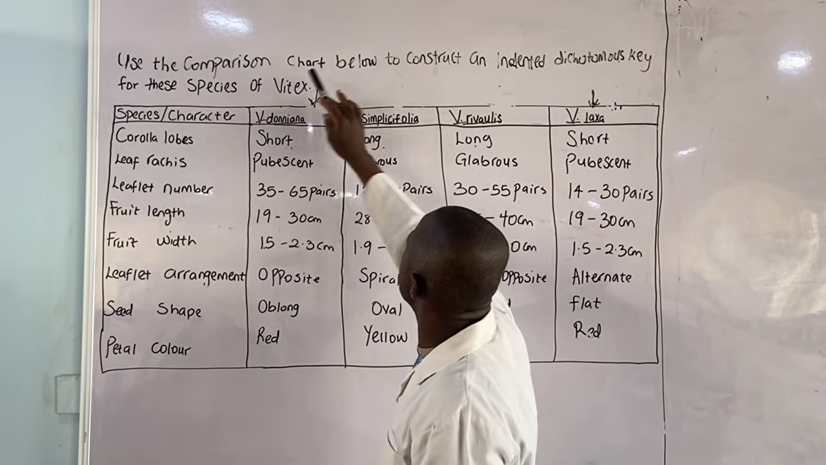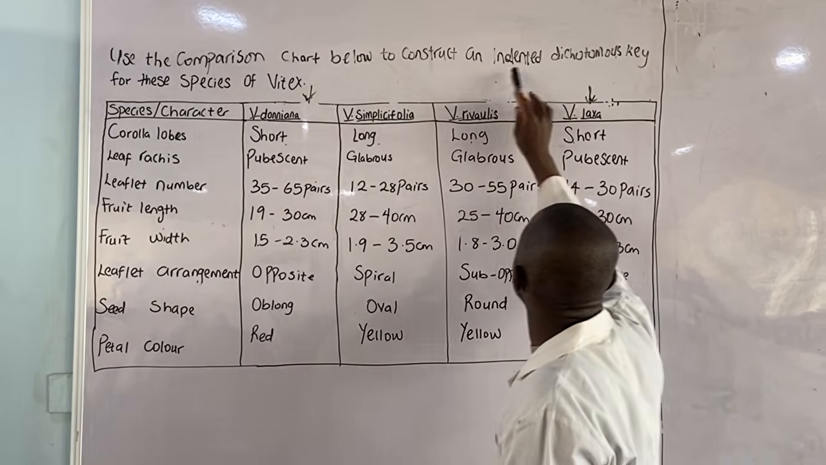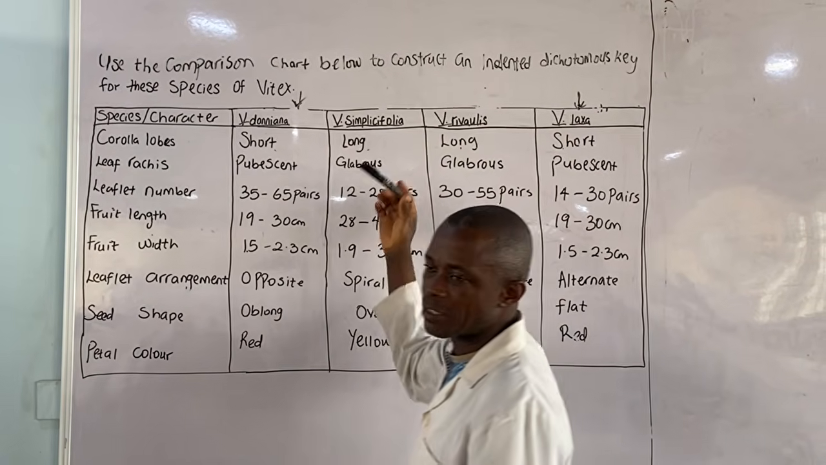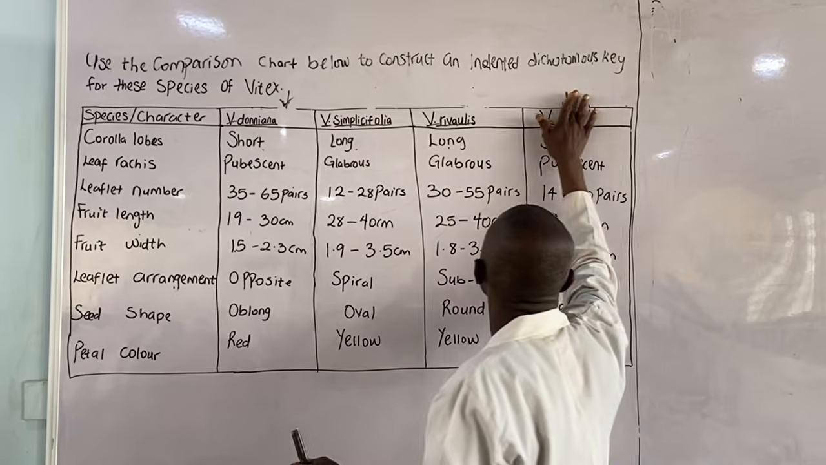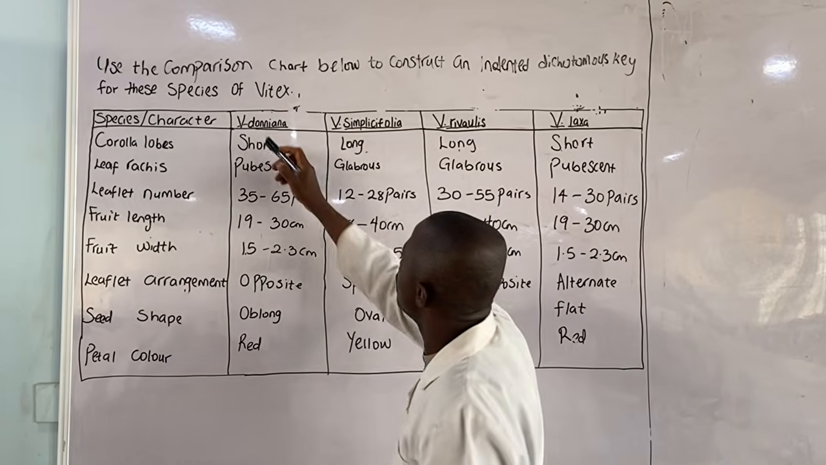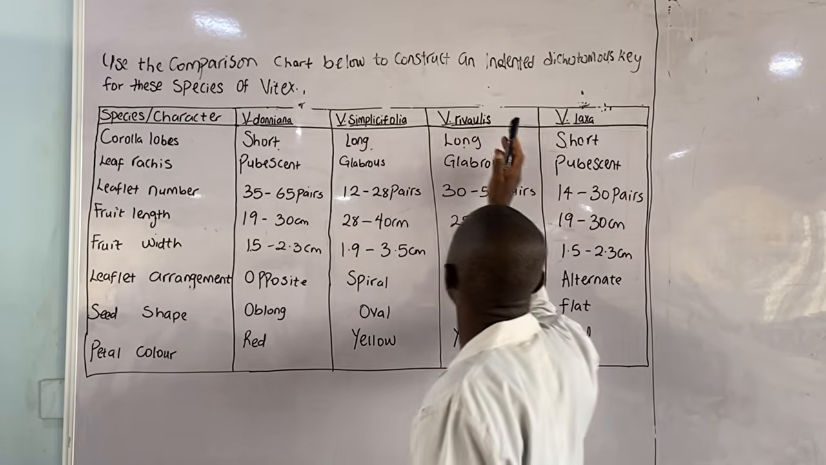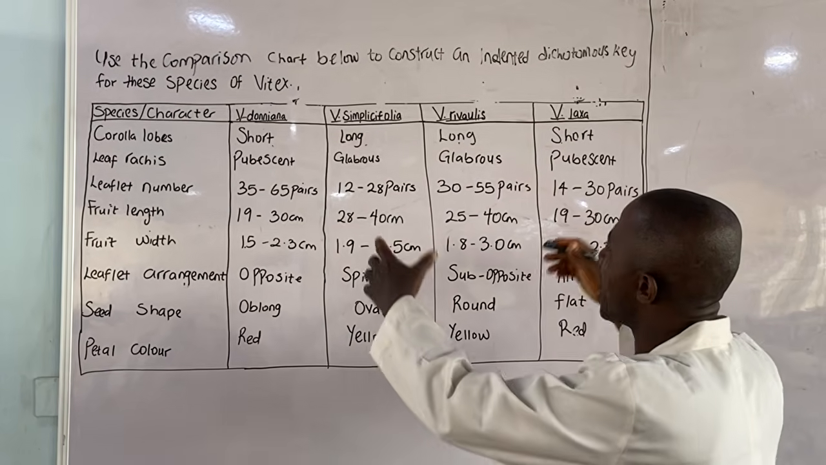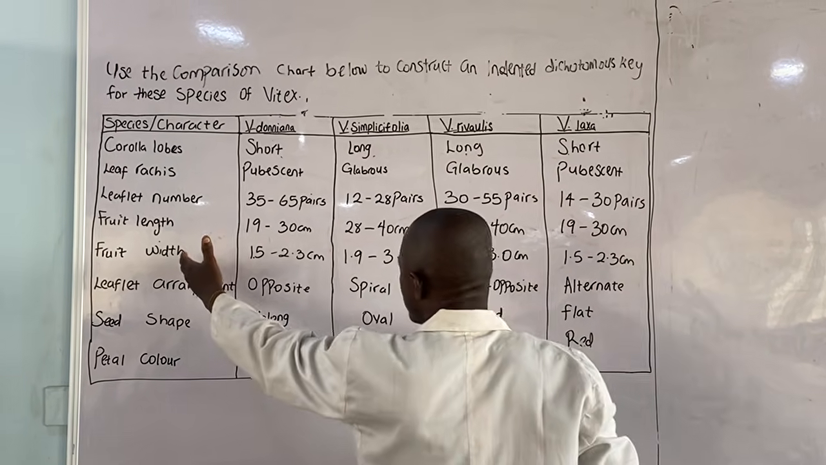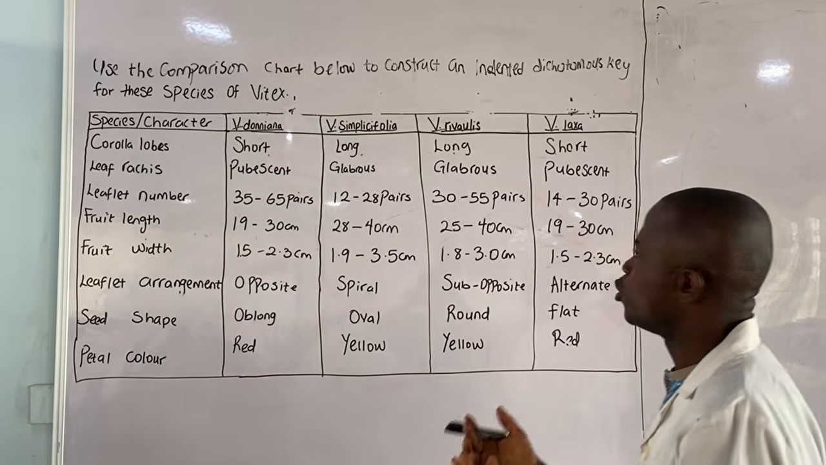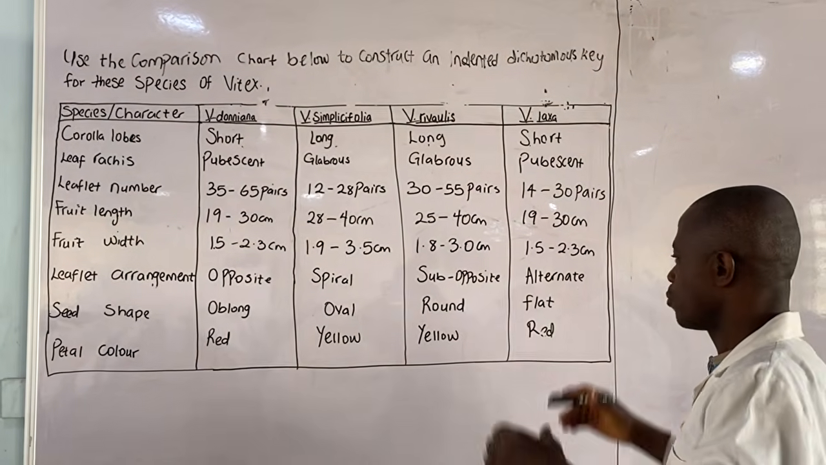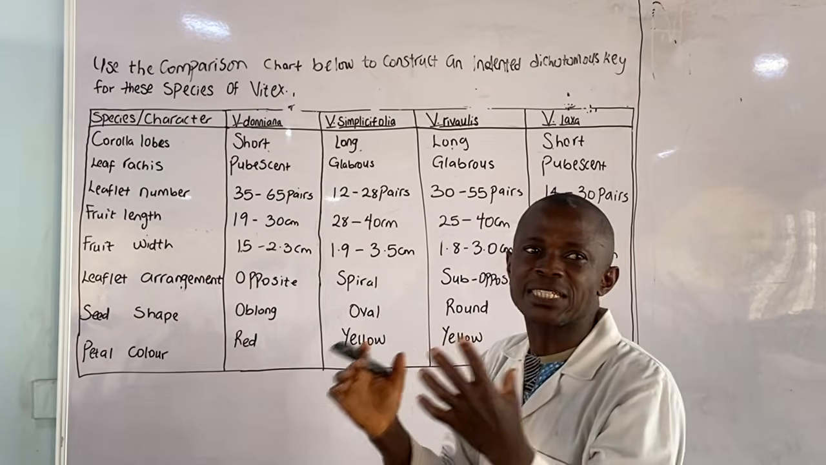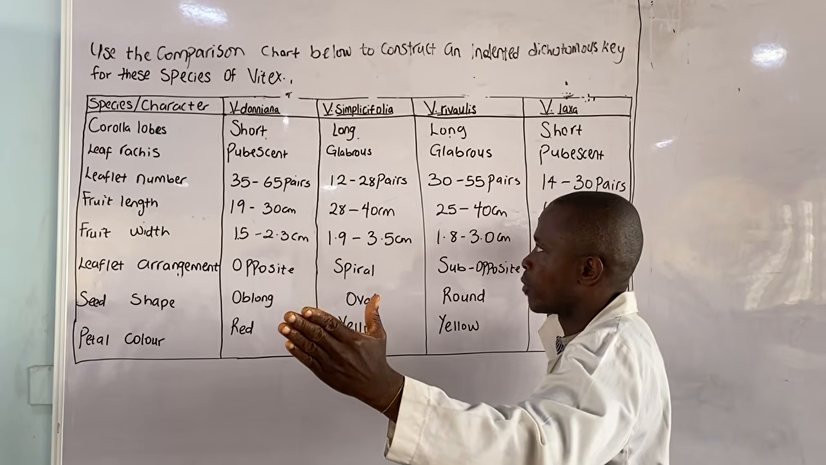Use the comparison charts below to construct an indented dichotomous key for this species of Vitex. Now we have 4 species here: V. domiana, V. citrifolia, V. globalis, V. laxa. So these characters that they have here, we want to see characters that can be used to identify them. And the first thing we'll do is this. What are the characters that differentiate them into 2?